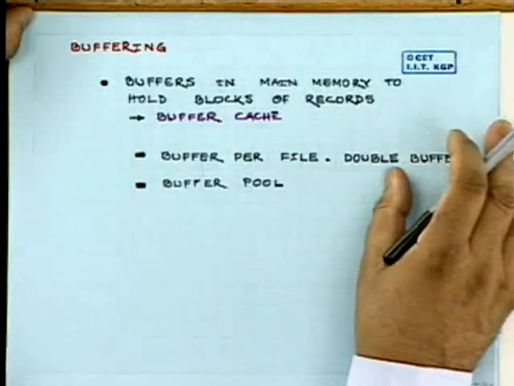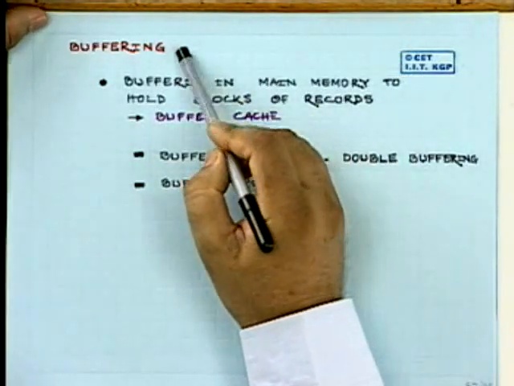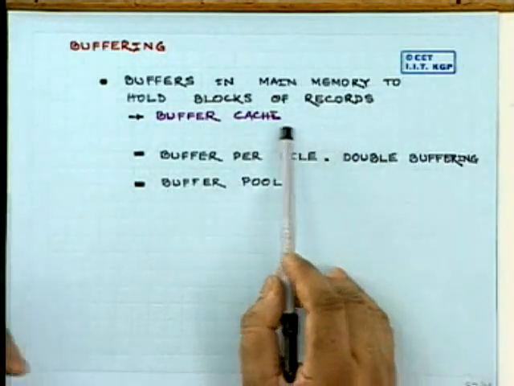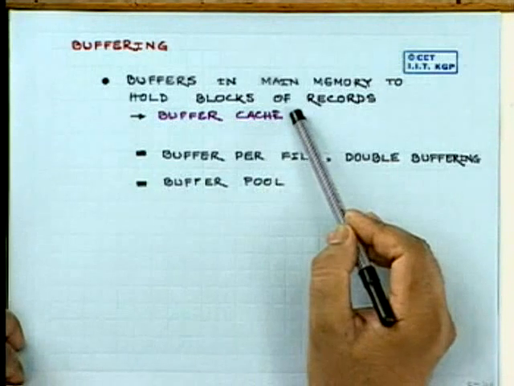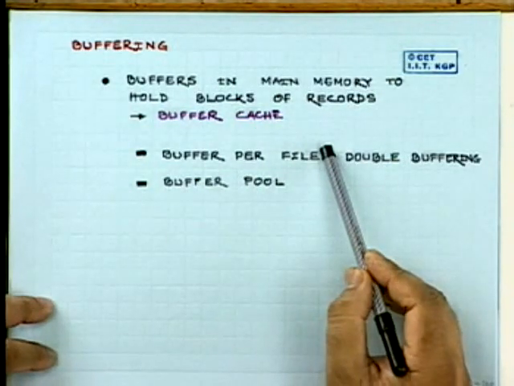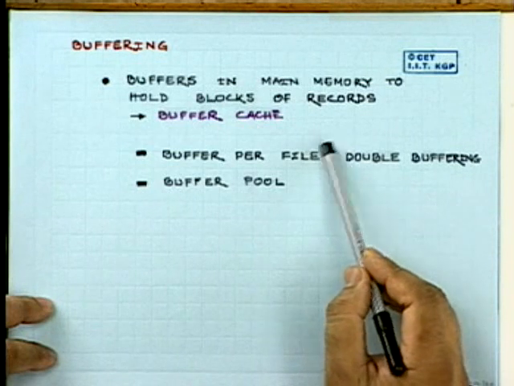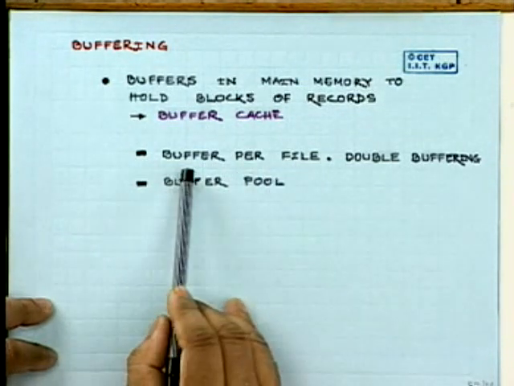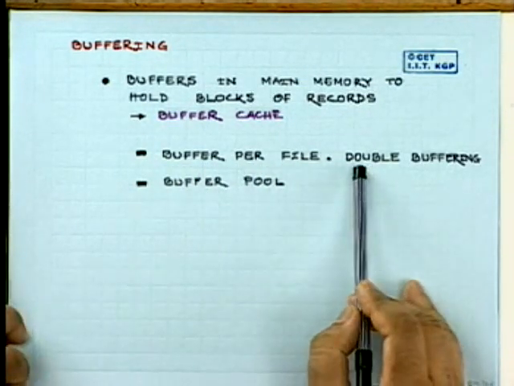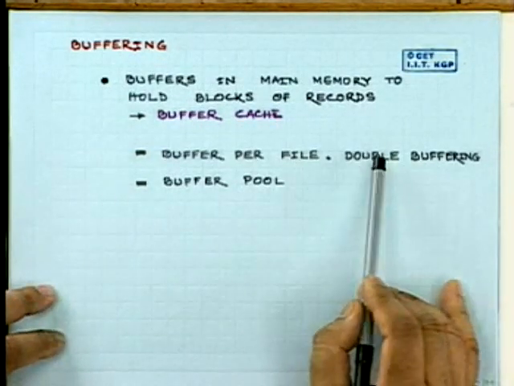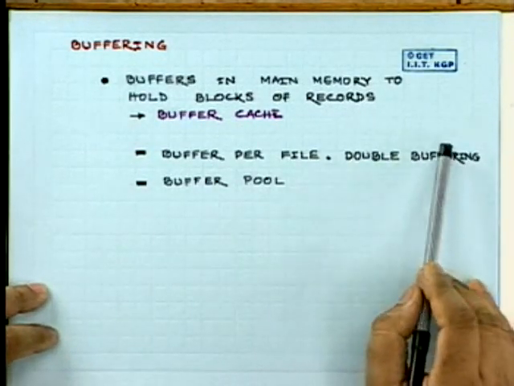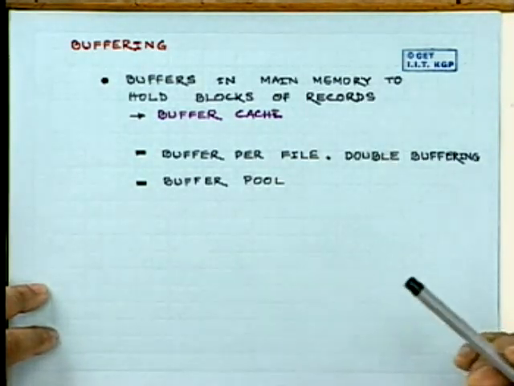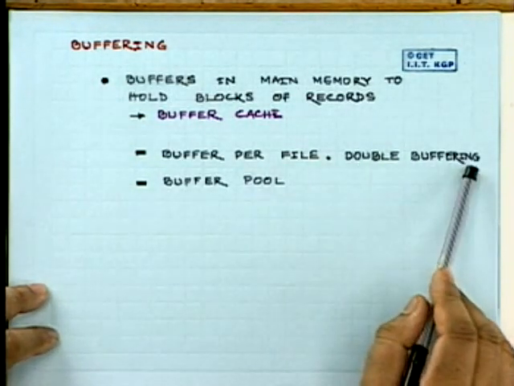And that is why the second important factor is called buffering. Here, buffers in the main memory are kept to hold the blocks of records, and we call it a buffer cache. Now, before a user wants to use a file, he opens it. The moment it opens, a buffer is created for that particular file, and you can have a buffer per file. Generally, double buffering is used, so that when one buffer is being used, the second buffer is filled in. That is why we call it double buffering.